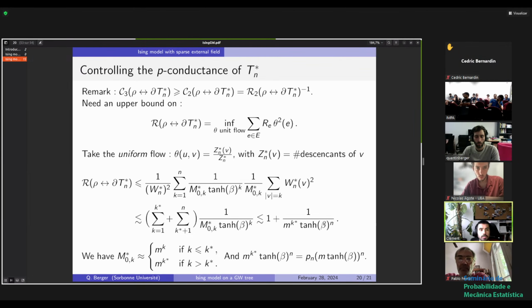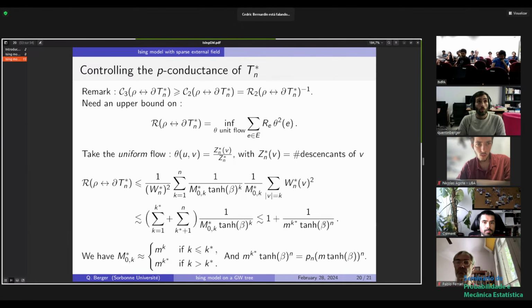Any other question? Cedric again. Yeah, sorry. I have a question about what is the assumption of the Galton-Watson tree that you consider? Do you assume some moment condition of the offspring? We assume a second moment condition. Okay, and so in this case, what would happen if you don't have a second moment condition?